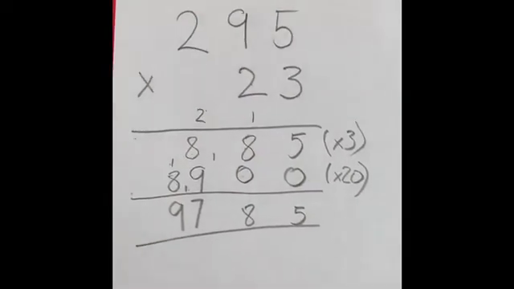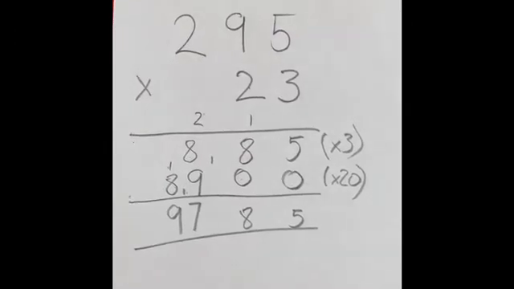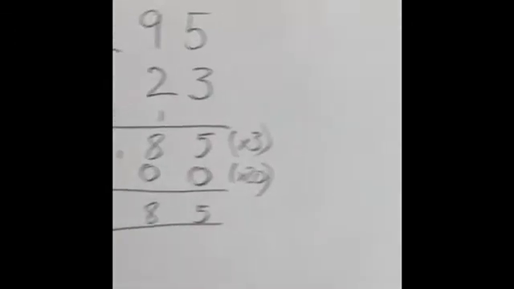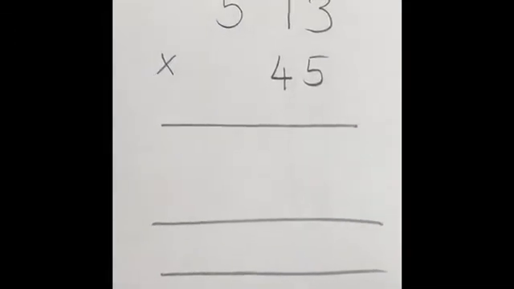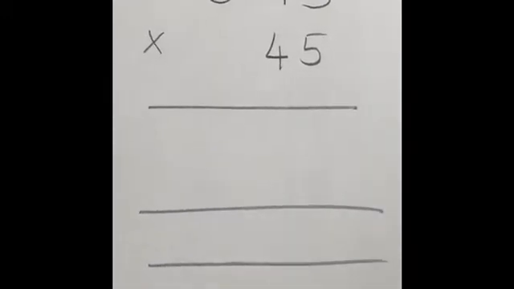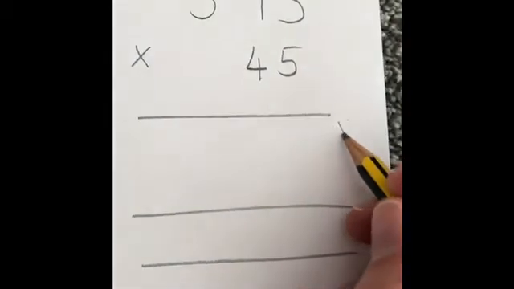Pause the video, give it a go, and then once you've finished it, press play, and then we can go over it. So you've got 573 times 45. Okay, here's how to go over it. So we've got 45. We're going to split this up into 40 and 5. 5 ones and 4 tens. So we're going to times by 5 first of all.